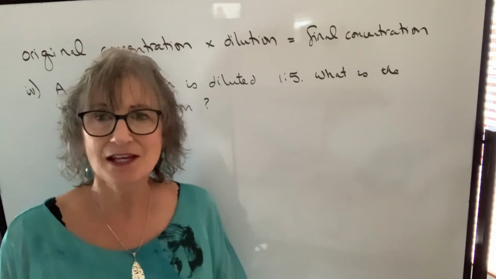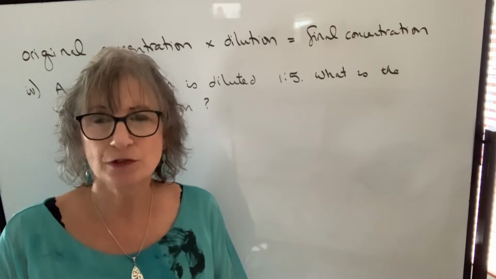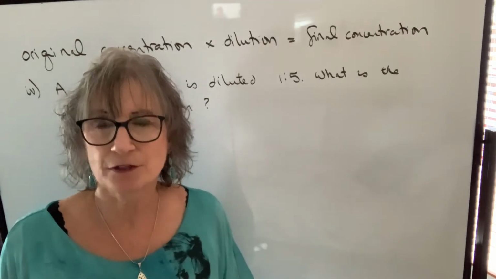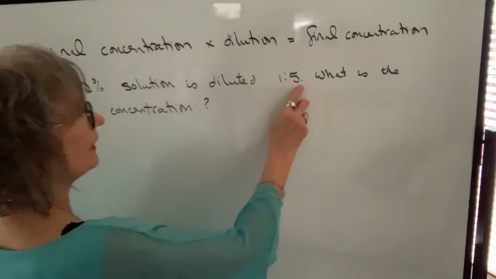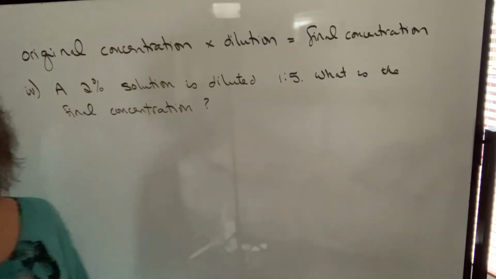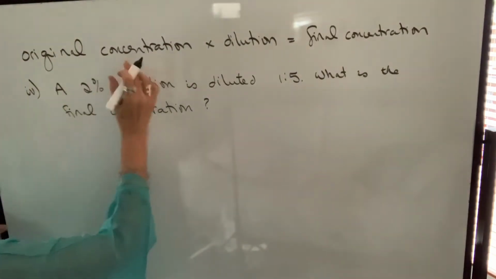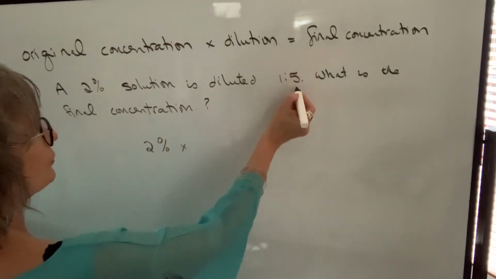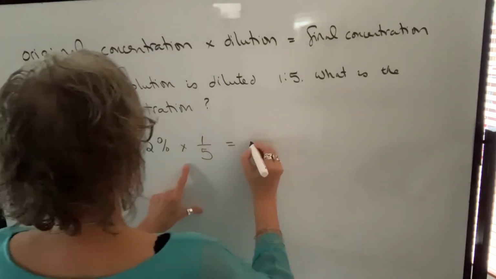There are a number of different ways that concentrations of solutions can be expressed. Understand that whatever concentration unit is used, when you dilute it, your final concentration has to be in that very same unit. So in our first example, it says a 2% solution is diluted 1 to 5. What's the final concentration? If the original concentration is given as a percent, then I want my final concentration to also be a percent. So I'm going to just plug into this formula. Original concentration is 2%. Times the dilution factor of 1 to 5, I can write that as a fraction, will equal my final concentration.